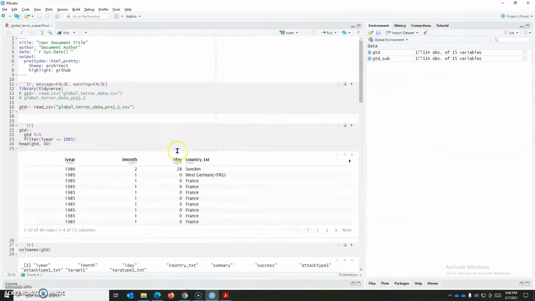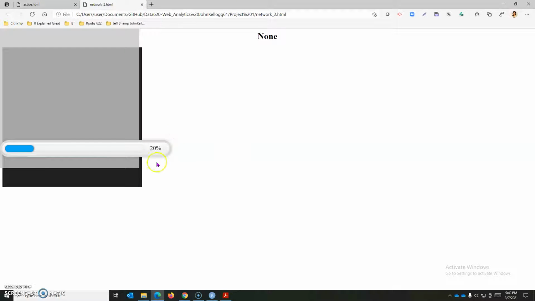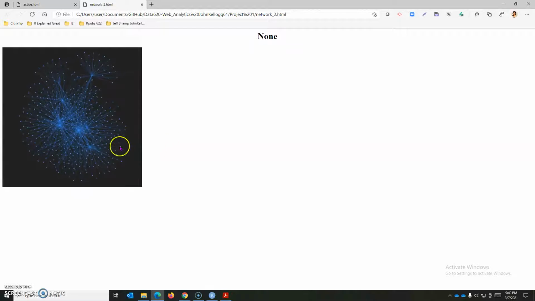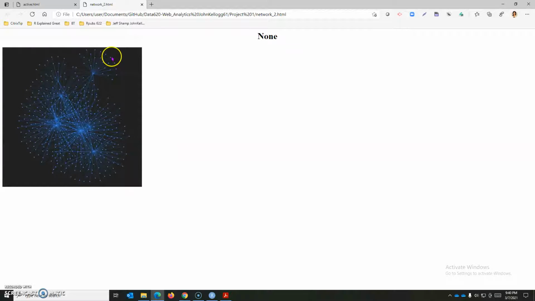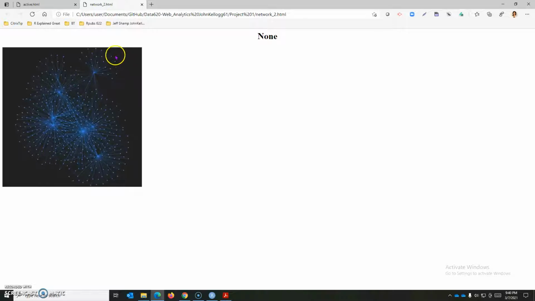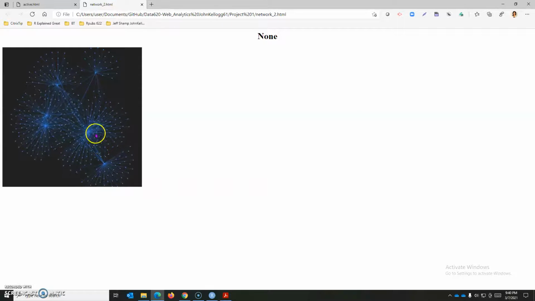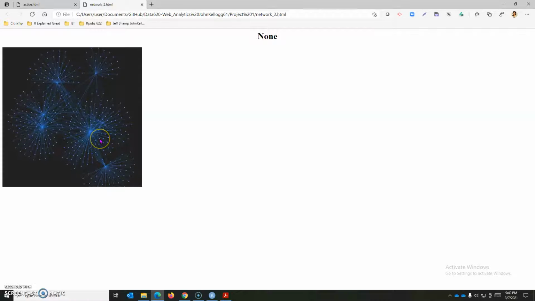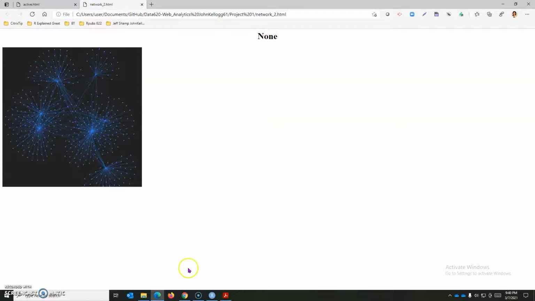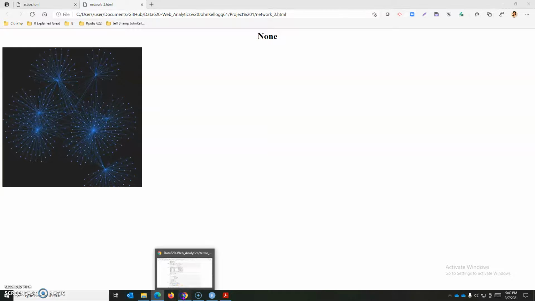So I'm going to show you the HTML file. As you can see, it's a moving network. It's still loading. So again, the target is our variable, and the nodes, which is 3,000 of them, are a combo of country and terror groups.